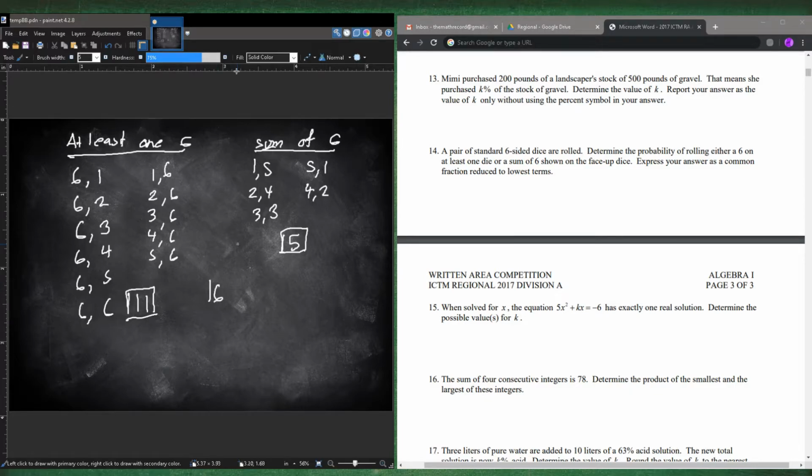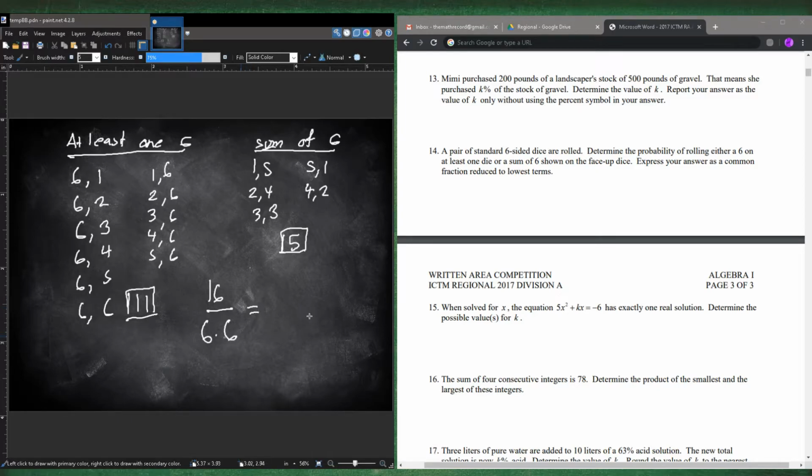So what's the total number of combinations? Well, we have 6 possibilities on the first die, right? Because a standard 6-sided die has 6 possible outcomes: 1, 2, 3, 4, 5, 6. So we have 6. How many possibilities can we get on the second die? We also could get 6, right? Because it's 1, 2, 3, 4, 5, 6.